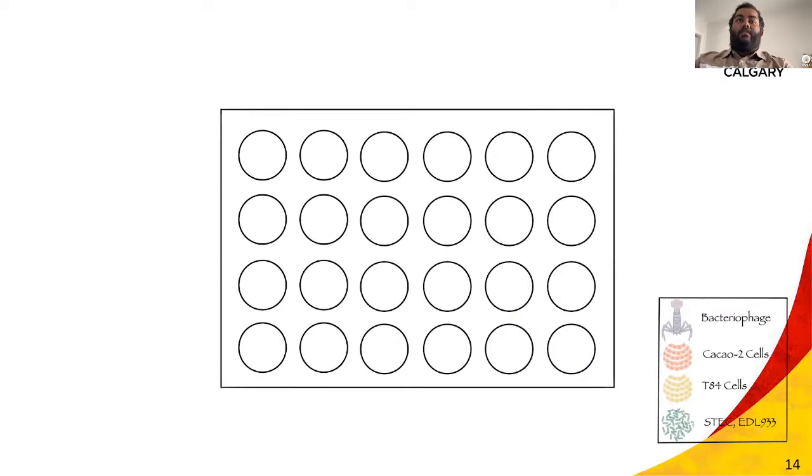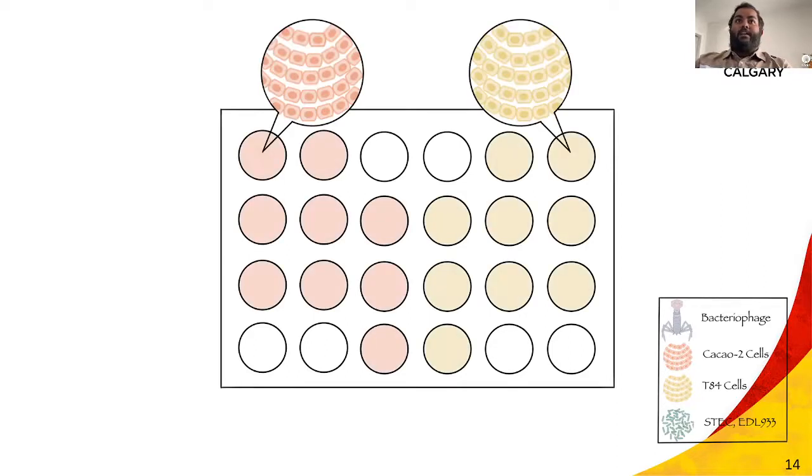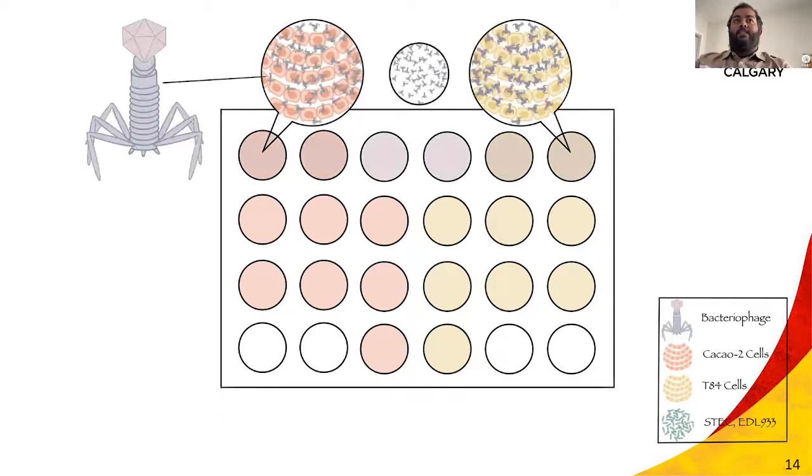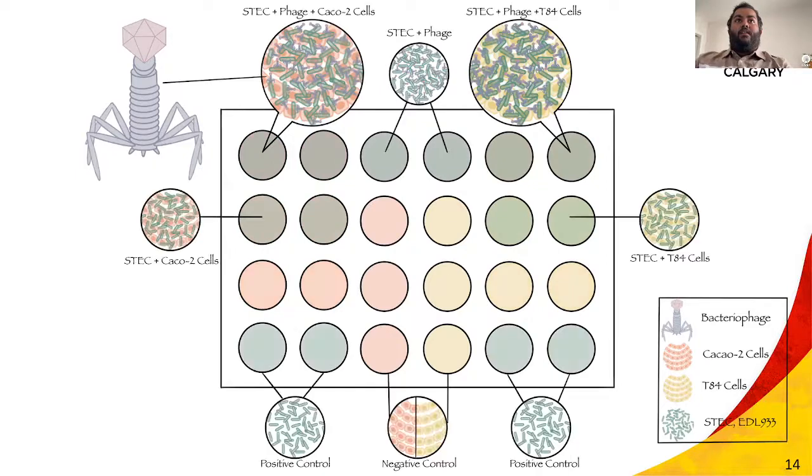And so the prophylactic phage treatment of human intestinal epithelial cells was done in order to prevent STEC from attaching onto the cells. First, 24-well plates were seeded with CACO2 or T84 cells, and then 1 hour before infecting with bacteria, the phages were added into the wells. Then, in order to achieve an MOI of 1, STEC suspended in attachment media was added into the wells. And then we have our various controls.